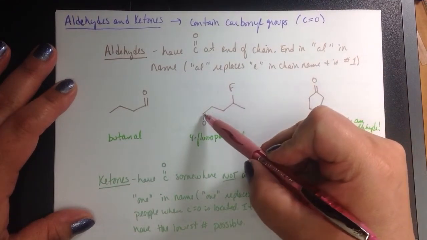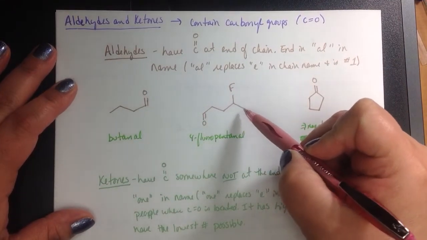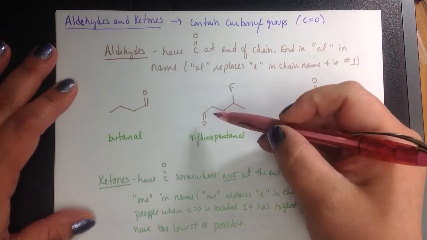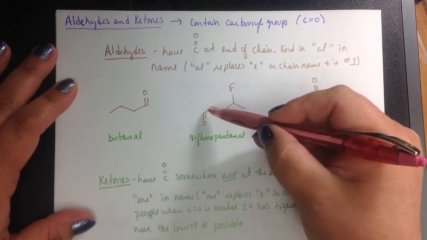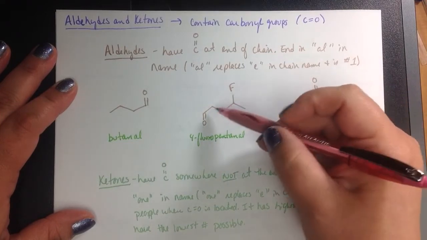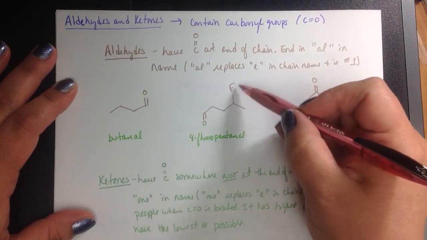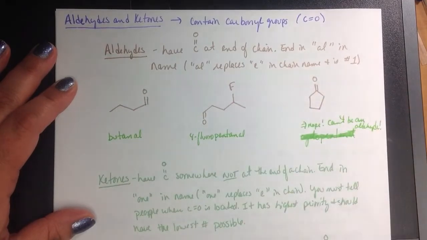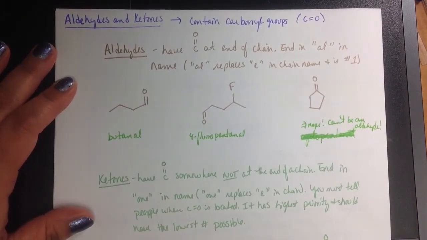Here we have a 1, 2, 3, 4, 5 membered ring. And this is going to be number 1 because it's where the C double O bond is located. So this is 1, 2, 3, 4 is where that fluoro is. 4-fluoropentanal.